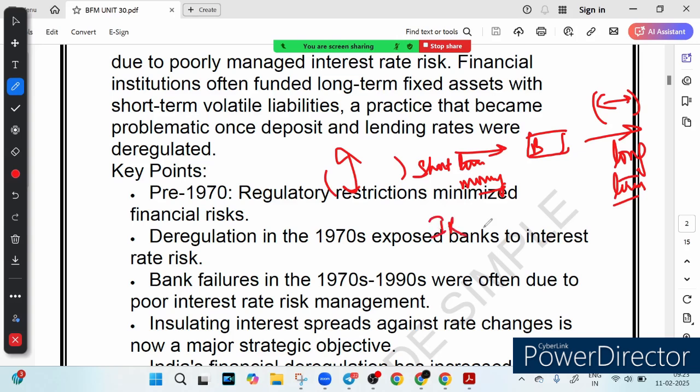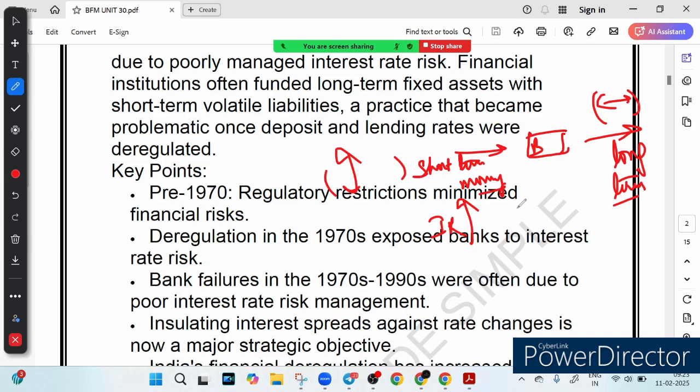What I'm telling you is that many banks were borrowing short-term money, which has a fluctuating interest rate, and lending for the long term at a fixed rate. So what will happen when the interest rate skyrockets, meaning it increases very high? Their borrowing cost will obviously increase, because they are borrowing short-term money at a fluctuating interest rate. Since the interest rate increases, the borrowing cost will obviously increase, right?